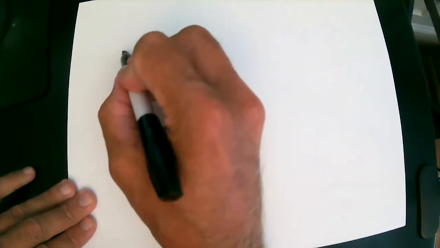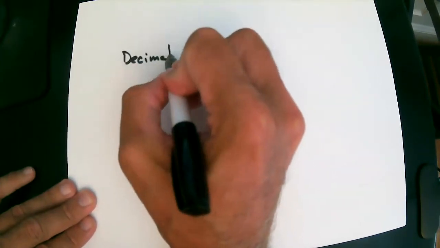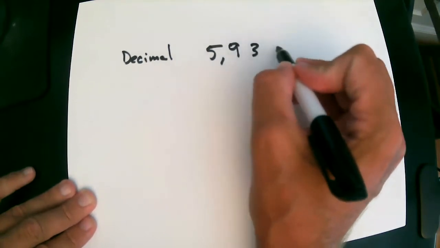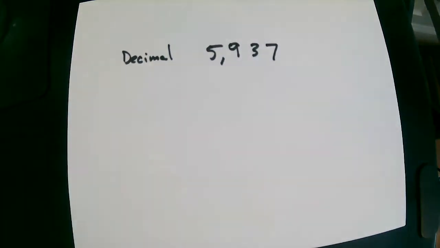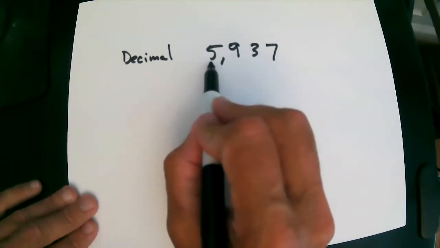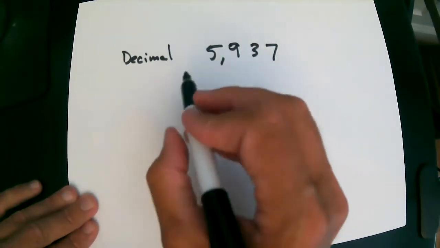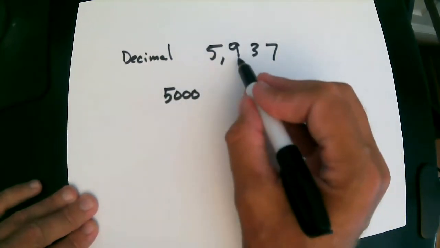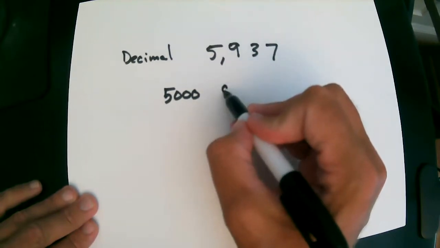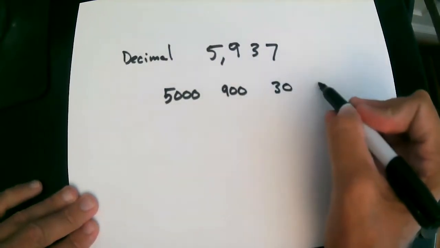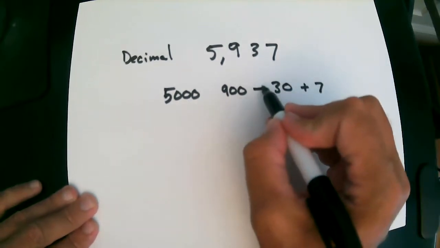So here's my decimal number. I'm going to take the number 5937. And when we look at that number, we know that this 5 here doesn't represent 5 things. It actually represents 5,000 things. And this 9 here actually is 900 things. And that 3 is 30 things. And then the 7 is 7 things.